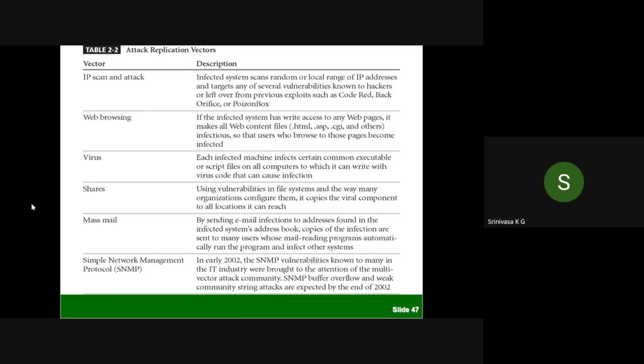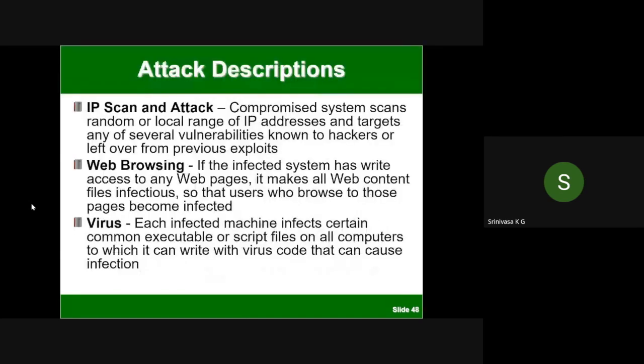And mass mail: by sending email infections to the addresses found in the infected system's address book, copies of the infection are sent to many users whose mail reading programs automatically run the program and infect the system. Similarly, SNMP is also a vulnerability.